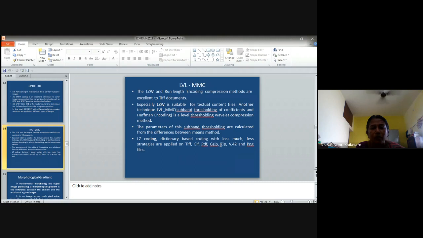Next one is LVL-MMC. The LEZW and run length encoding compression methods are excellent for TIFF documents, especially LEZW, which is suitable for textual content files. Another technique, LVL-MMC, uses sub-band thresholding of coefficients and Huffman encoding, and is a level thresholding wavelet compression method. Here, the parameters of this sub-band thresholding are calculated from the differences between means method. LZW coding, dictionary-based coding with less strategies, is applied on TIFF, GIF, PDF, zip, and other files.